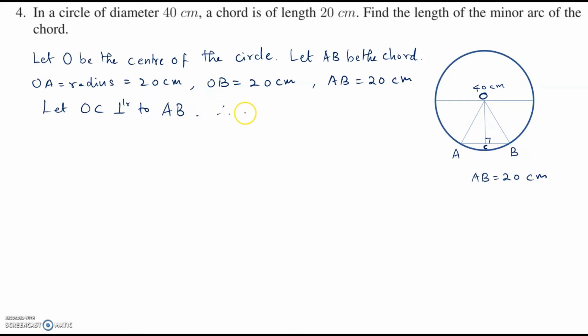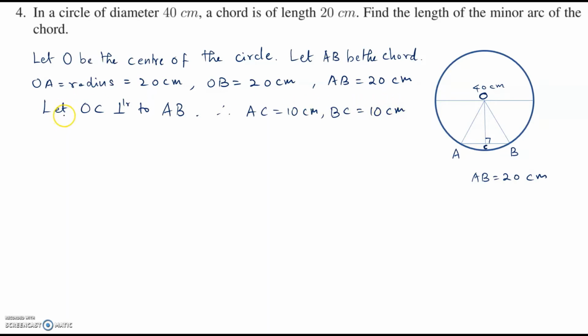Therefore, we can say that the length CB and the length AC will be equal to 10 and 10 centimeters, because the AB chord is 20 centimeters and C is exactly the midpoint of AB. So AC will be 10 centimeters and CB will be 10 centimeters. Therefore, AC is equal to 10 centimeters and our BC is also equal to 10 centimeters.